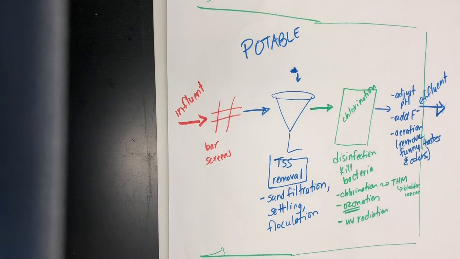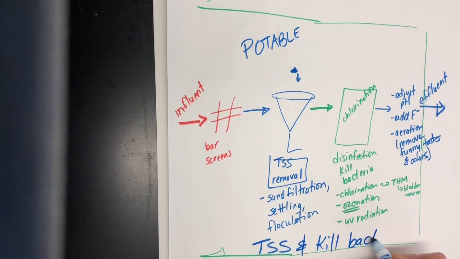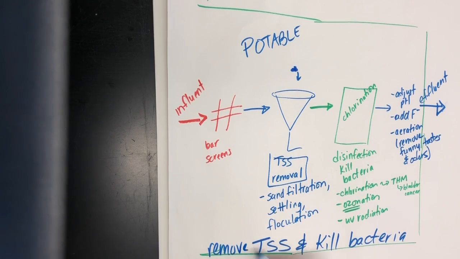So this is a potable water treatment plant. And what happens? Big idea is we remove TSS and kill bacteria. Why? Because the purpose of potable water treatment is protecting human health. That is a potable water treatment plant.